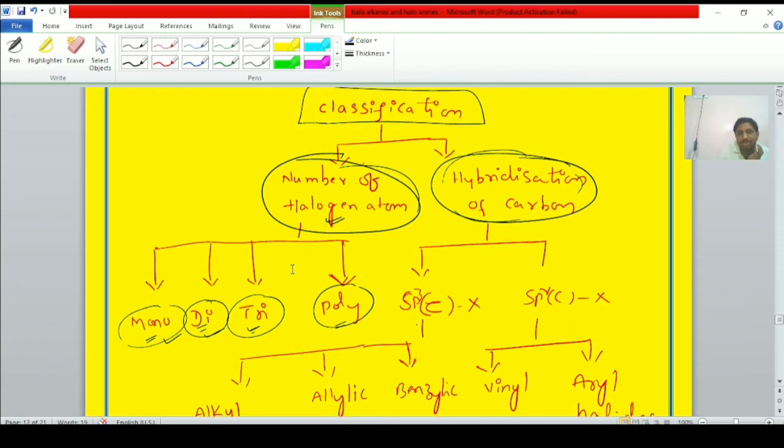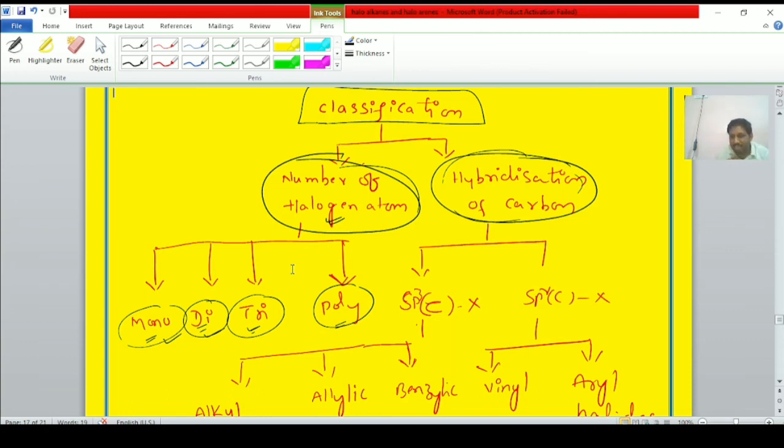Observe the chart, students. Classification is based on the number of halogen atoms and on the hybridization of the carbon atom. Based on the number of halogen atoms: mono, di, tri and polyhalogen compounds. Mono means the compound contains one halogen atom. Di means two halogen atoms. Tri means three halogen atoms. Polyhaloalkanes and arenes means the halogen compounds which contain more than three halogen atoms are known as polyhaloalkanes or arenes.